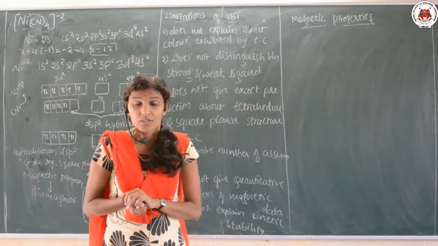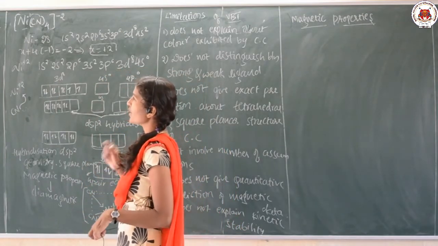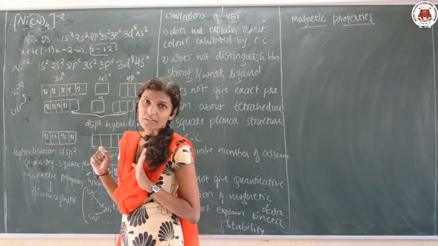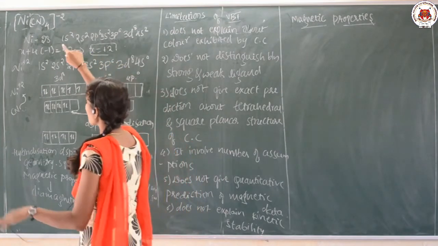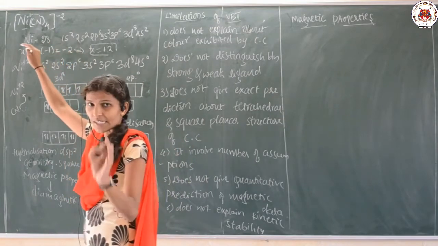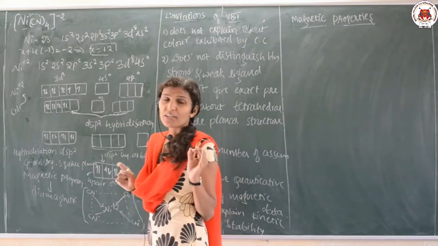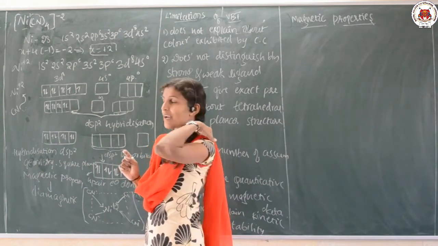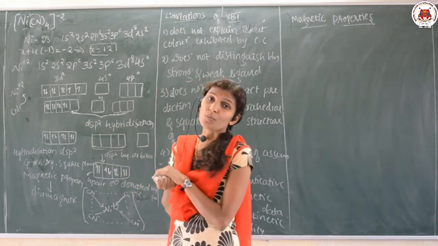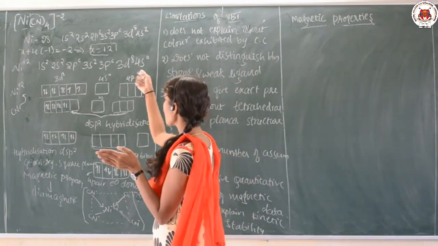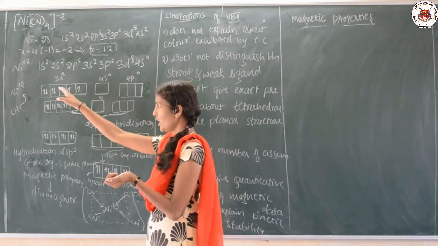See here, first just look at the complex, then find out the central metal atom. Which is the central metal atom? Nickel. What is its atomic number? Its atomic number is 28 and its electronic configuration is written in this format. Now, find out the oxidation state of the central metal atom. It is in the form of +2. So, you have to remove 2 electrons from the outer shell. So, I have removed the 4s electrons. What will be the configuration? It will be of the form 3d8.